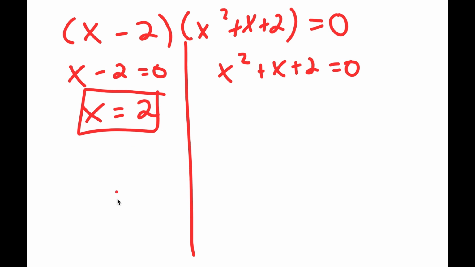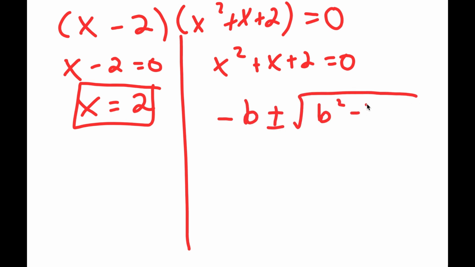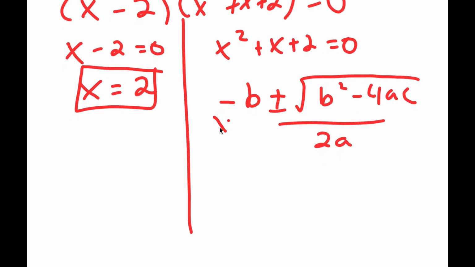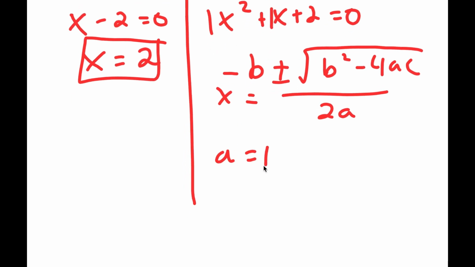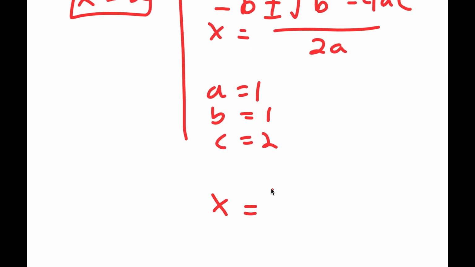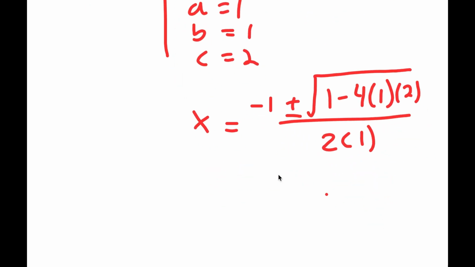That's a simple equation. And now for x squared plus x plus 2 equals 0, I'm going to use the quadratic formula, which is negative b plus or minus the square root of b squared minus 4ac all over 2a. So in this case, a is 1, b is 1, and c is 2. So I get x is equal to negative 1 plus or minus the square root of 1 squared, which is 1, minus 4 times 1 times 2 all over 2a.